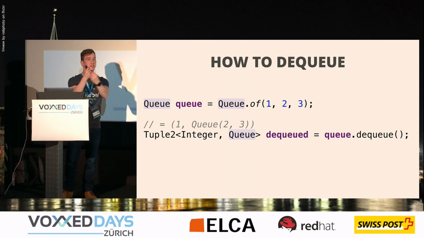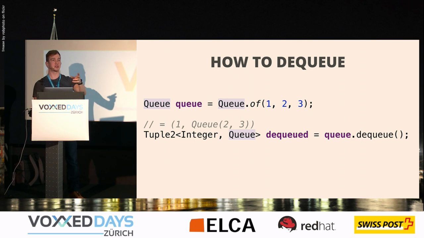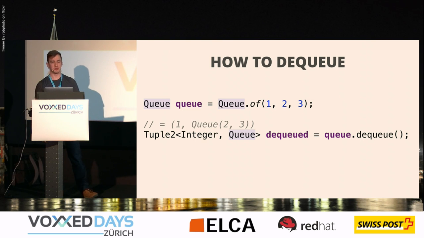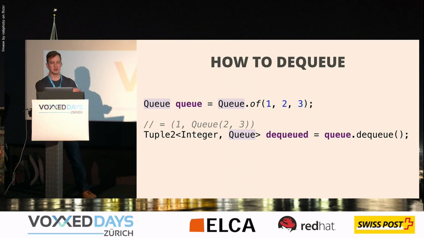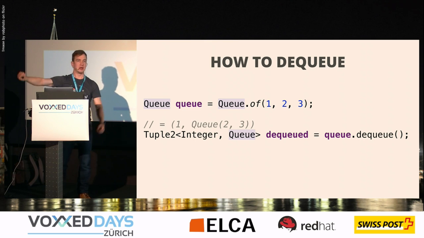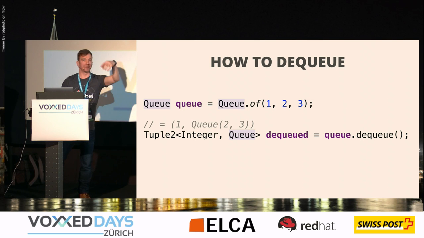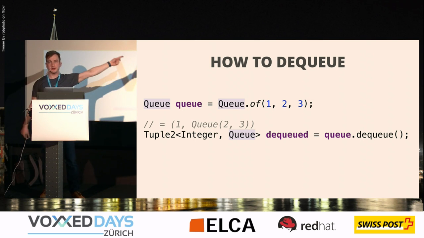Since we have to be persistent and we cannot change the state, our destructive operations will return a tuple of values. So for example, here, if we have a queue of integers and we call the dequeue method, the result would be a pair of elements. One will be the result, the head element, the integer, and the second one will be the state of the queue after dequeuing an element. Why is this important?